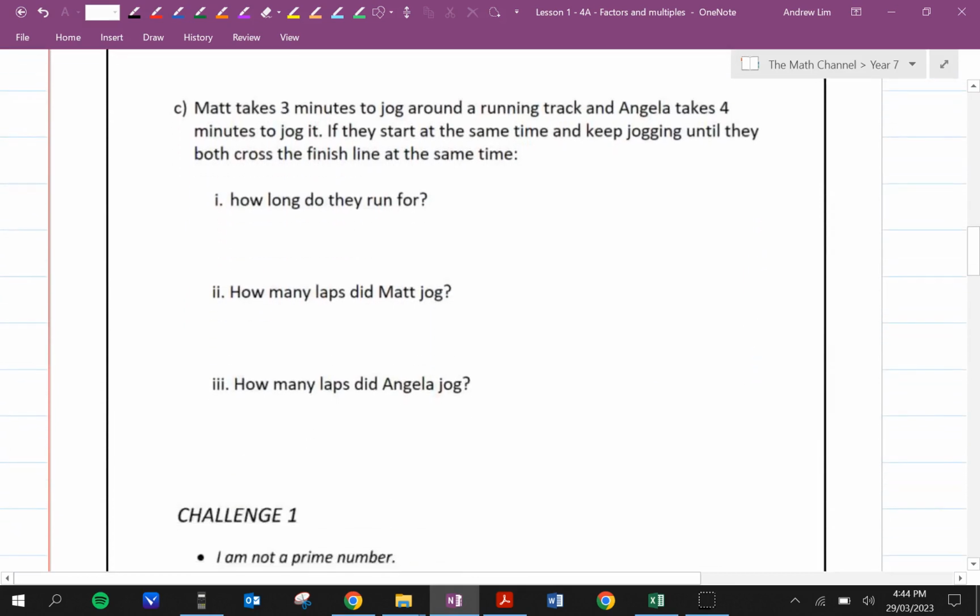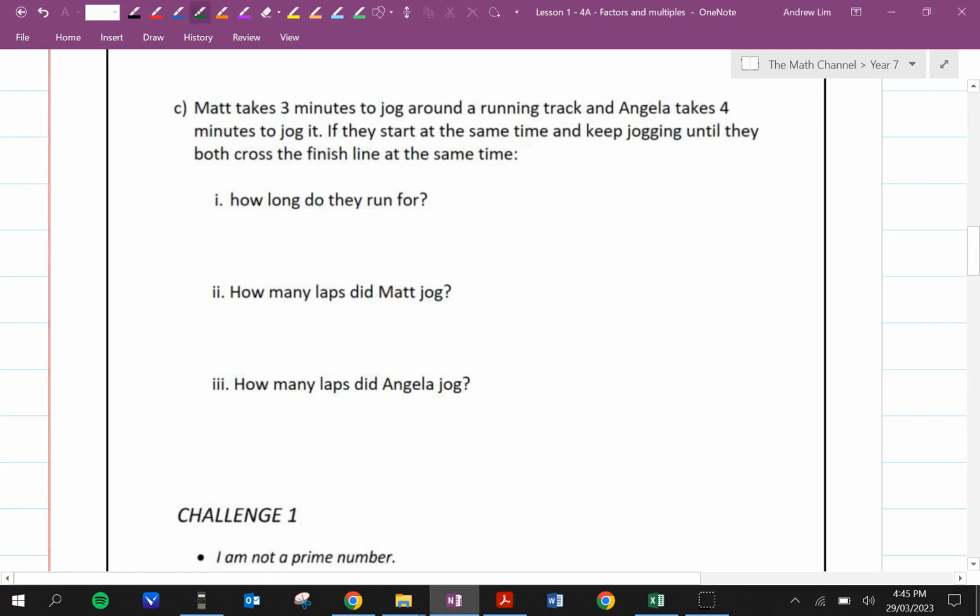Question C. Matt takes 3 minutes to jog around a running track and Angela takes 4 minutes to jog it. If they start at the same time and keep jogging until they both cross the finish line at the same time, how long do they run for? How many laps did Matt jog? And how many laps did Angela jog? Pause the video and have a go with this one.